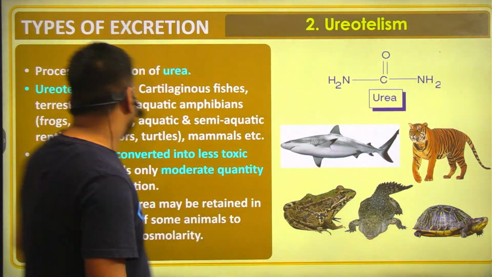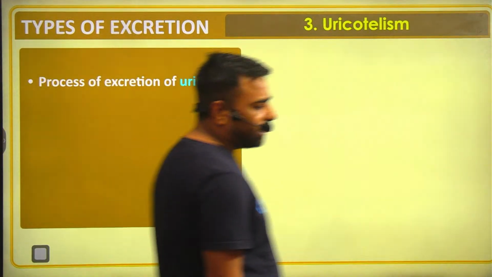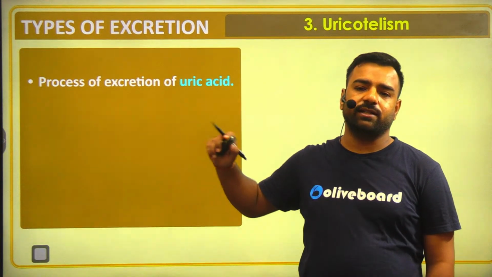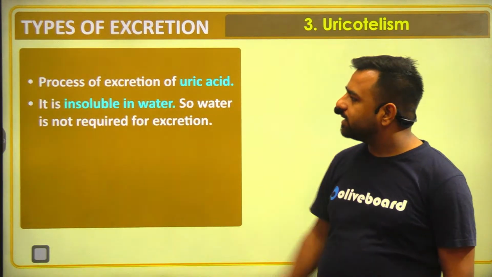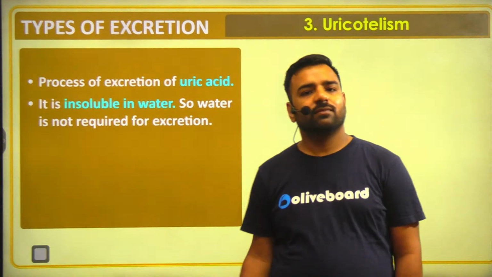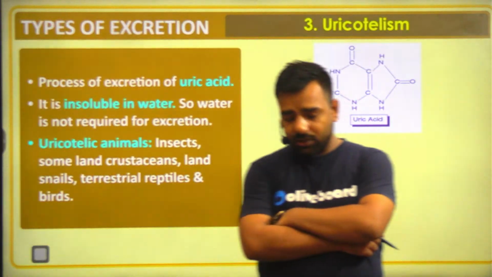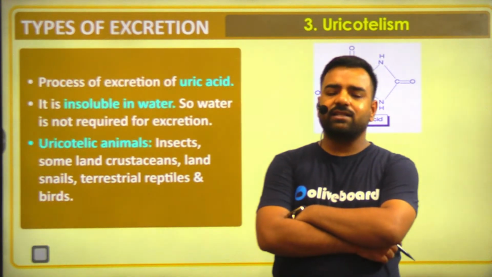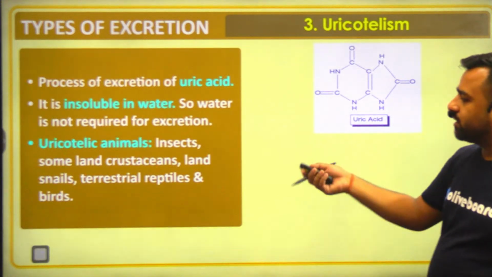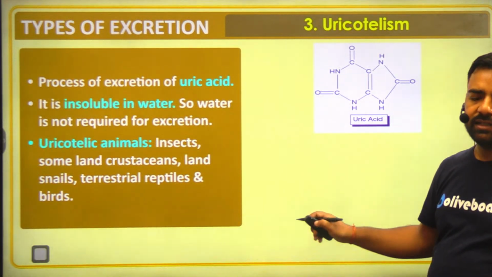Fine. Next. Now let's talk about the uricotelic. These are the organisms which excrete uric acid, right? It is insoluble in water, so water is not required for the excretion. Uricotelic animals include insects and some land crustaceans, land snails, terrestrial reptiles, and the birds. So birds are in the same category.